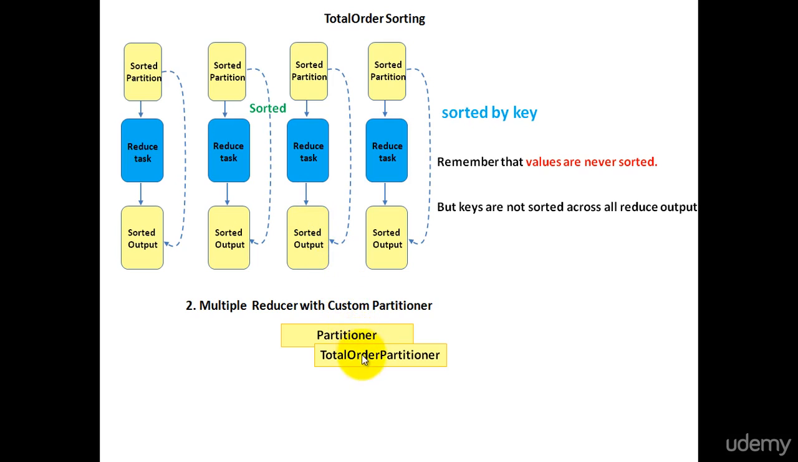This is where the total order partitioner class comes into picture. It is a built-in class provided by the MapReduce framework to do total order sorting across all the partitions. This class is derived from the base partitioner class.